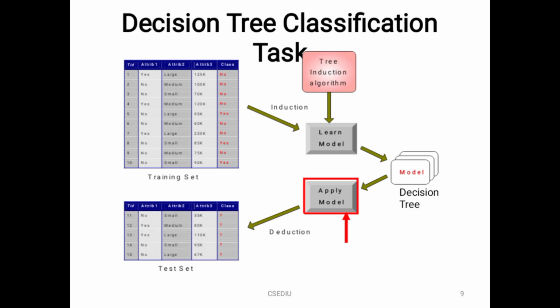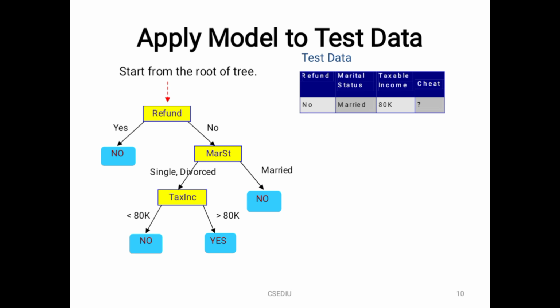Like training data, learn model, then the model means a decision tree, then the model goes to apply model, which is deduction, then we go to testing. Apply model to test data like refund, marital status, taxable income. It's applying the model to test data to deduce on the testing data.